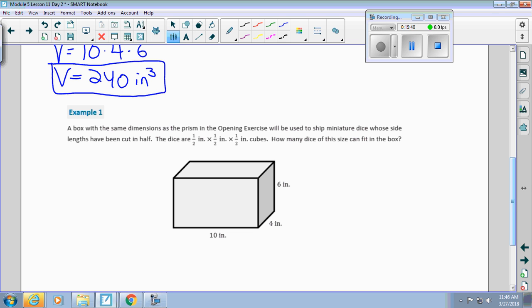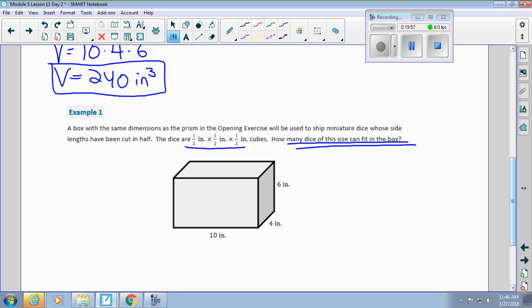And it says a box with the same dimensions as a prism in the opening exercise will be used to ship miniature dice whose side lengths have been cut in half. The dice are 1/2 by 1/2 by 1/2 inches. All right, how many dice can fit into the box?